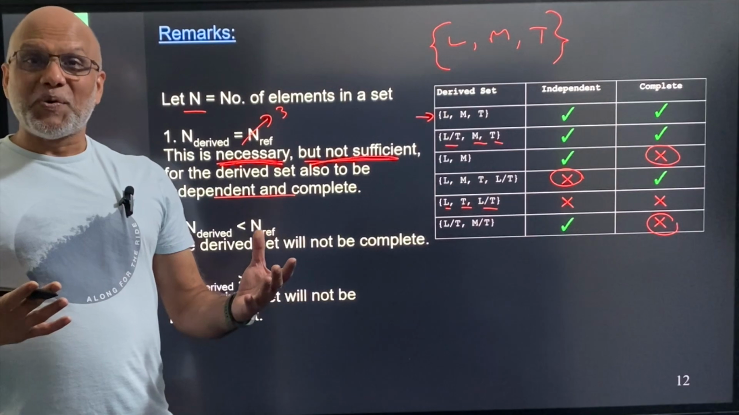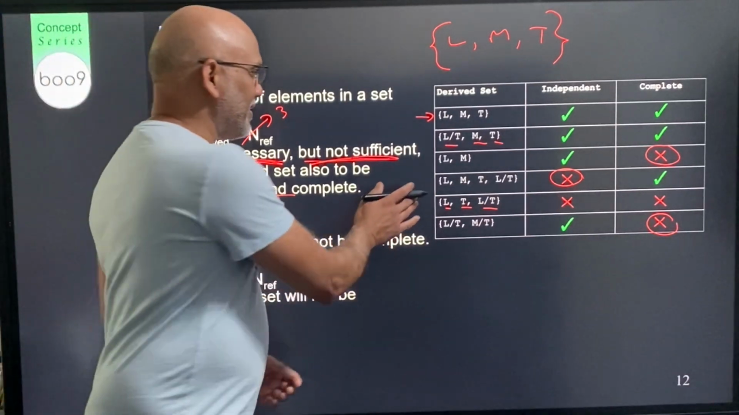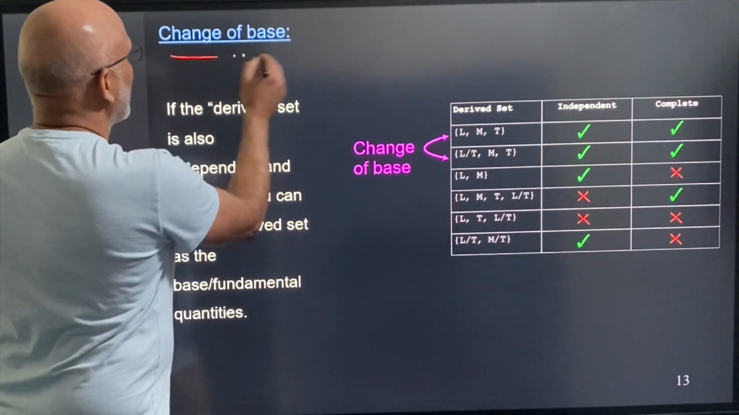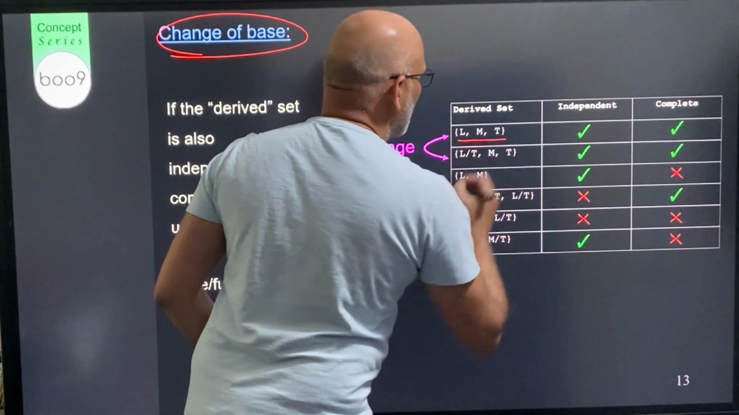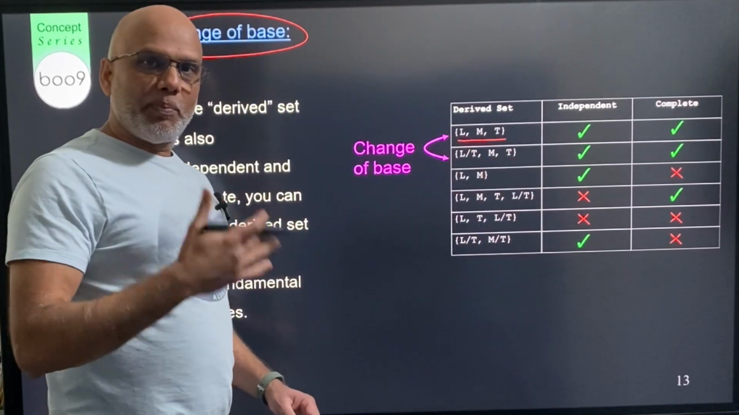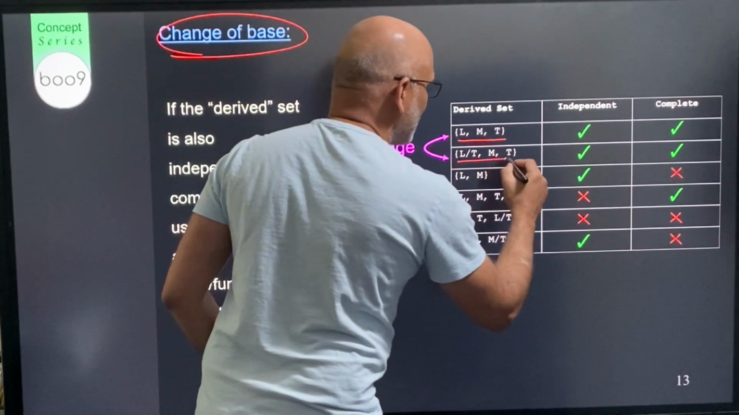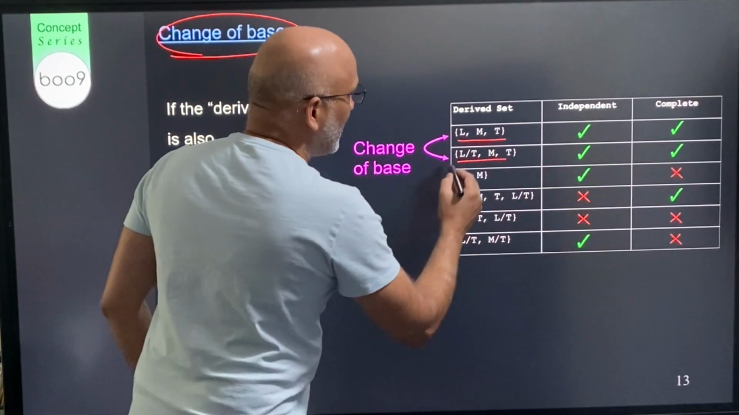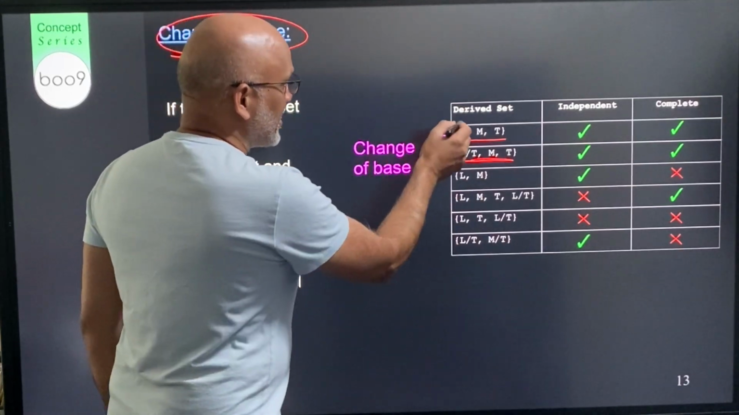You may be thinking, why is he making such a big deal about independent and complete? Well, this is why. So that we can change the base. For example, in physics, we typically use length, mass, and time as the base of fundamental quantities. But if I can find another set like this, which is also independent and complete, I can use this as the base or fundamental quantities instead of this.